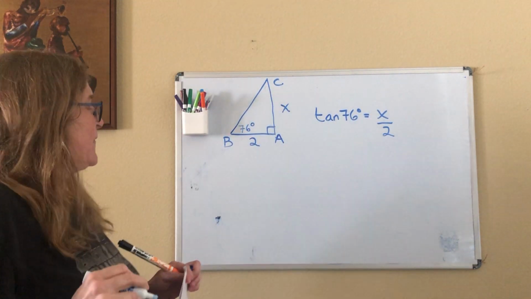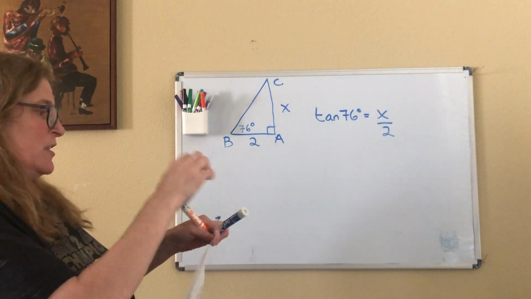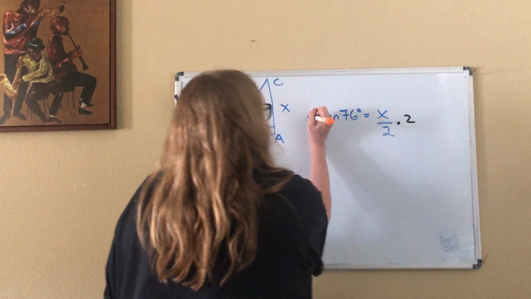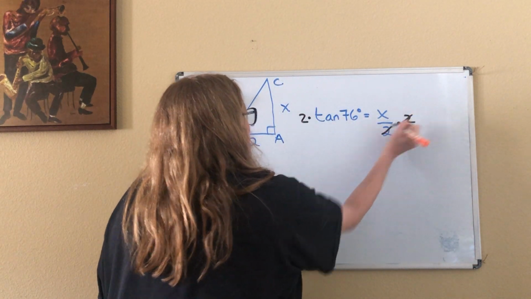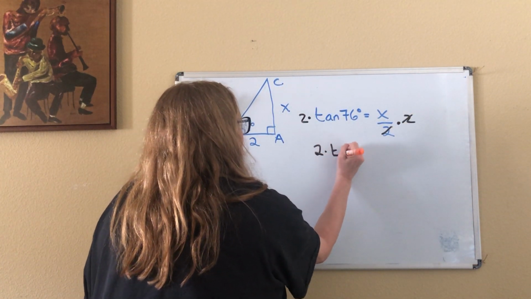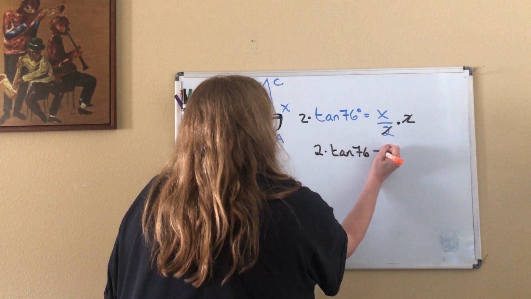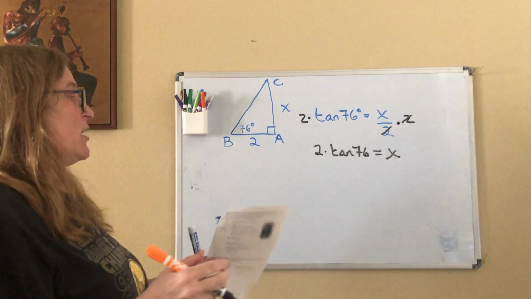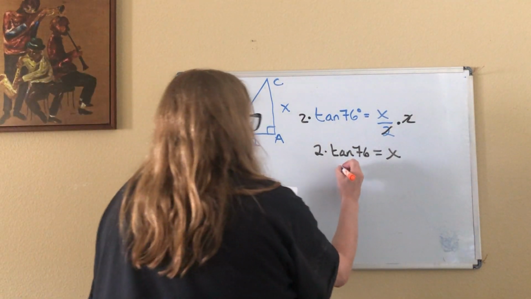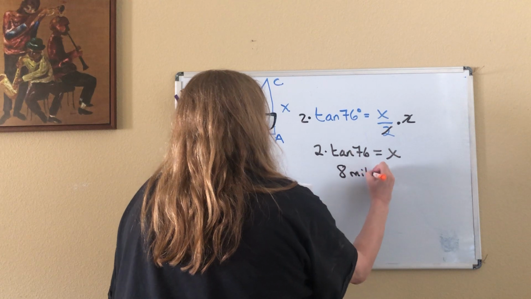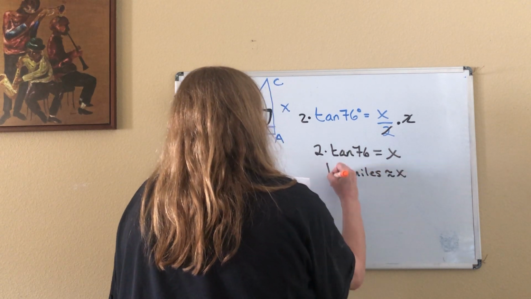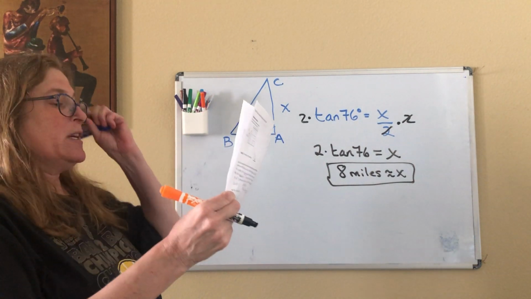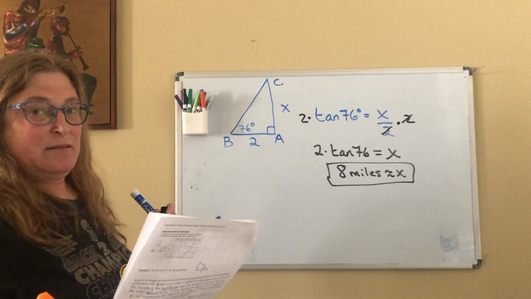So what I can do here, we're just going to use algebra and our calculator. I'm going to multiply both sides by 2, cancels out here, and I get 2 times tangent of 76. And if I enter that into my calculator, I get something extremely close to 8 miles. It's like 7.99 something. So they're saying, okay, it's 8 miles between point A and point C.